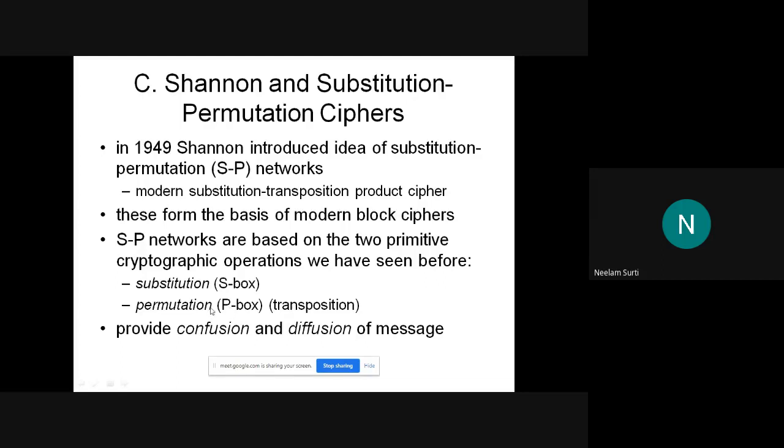Abbreviation for P is nothing but permutation. So permutation indirectly is nothing but transposition. As transposition and permutation, in the previous lecture it was specified that a combination of both things creates a cipher which is most robust. This principle is used in the SP network, proposed by Claude Shannon in 1949. Using this, it was specified that confusion and diffusion of messages must be there.